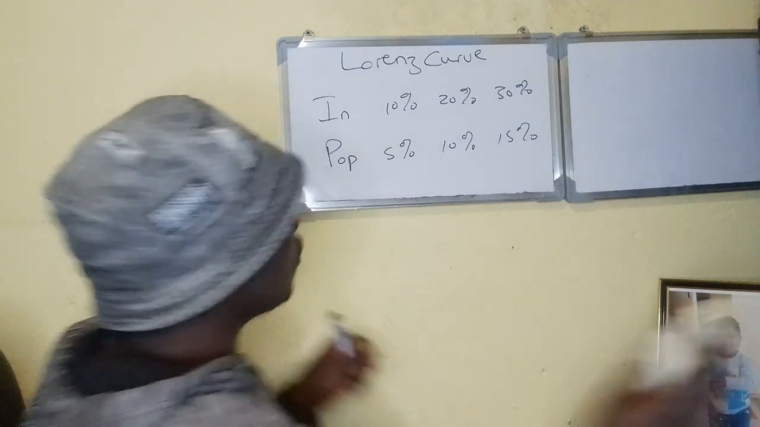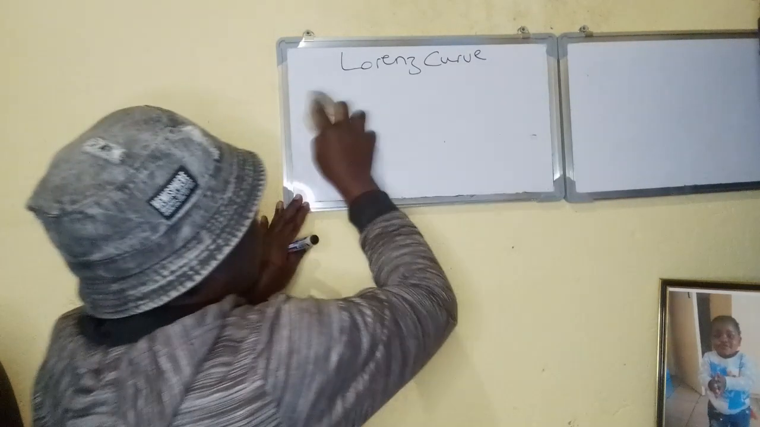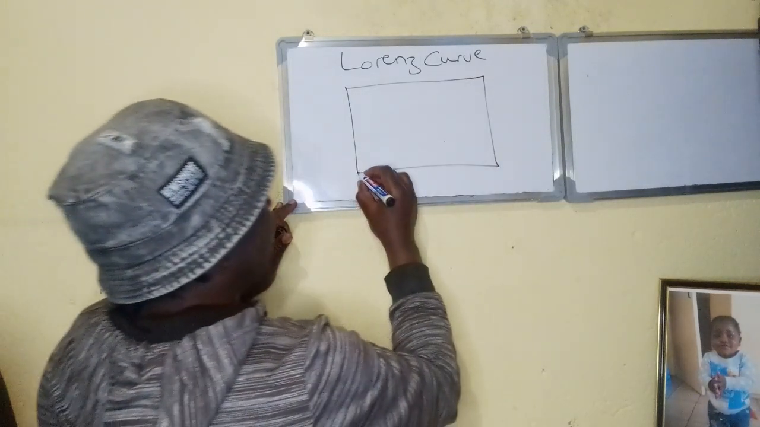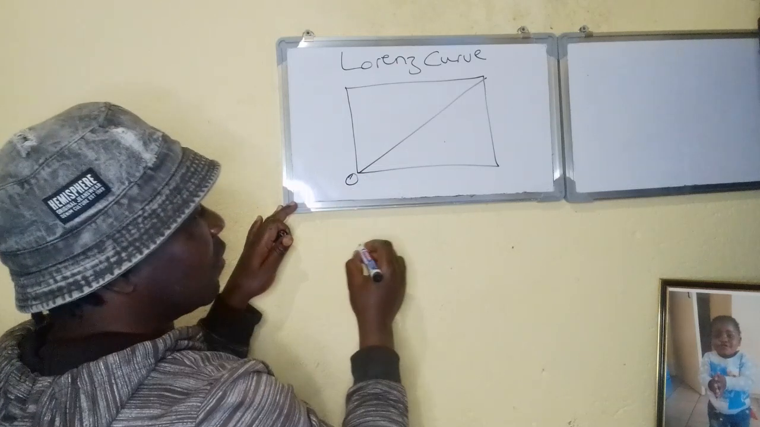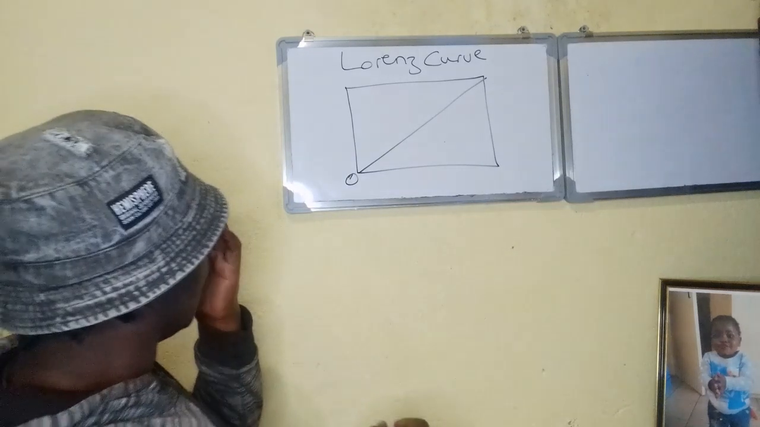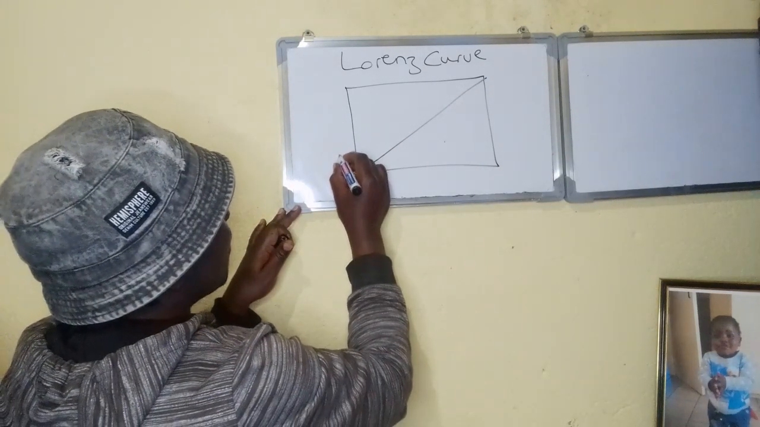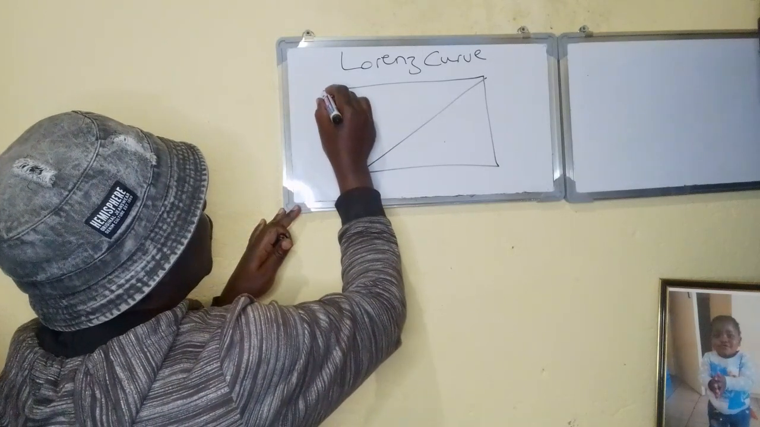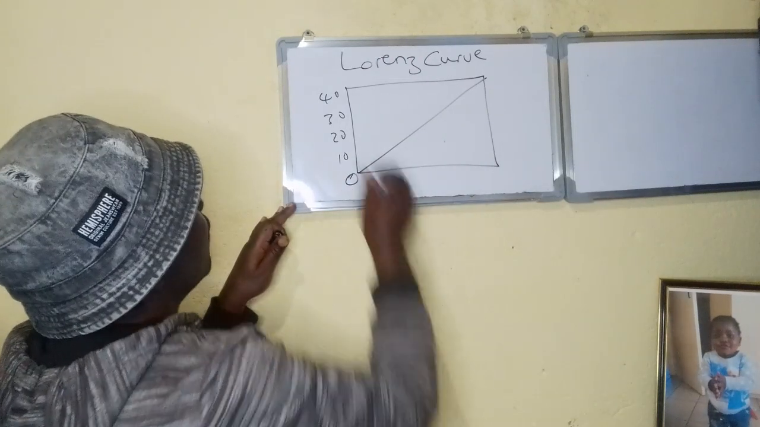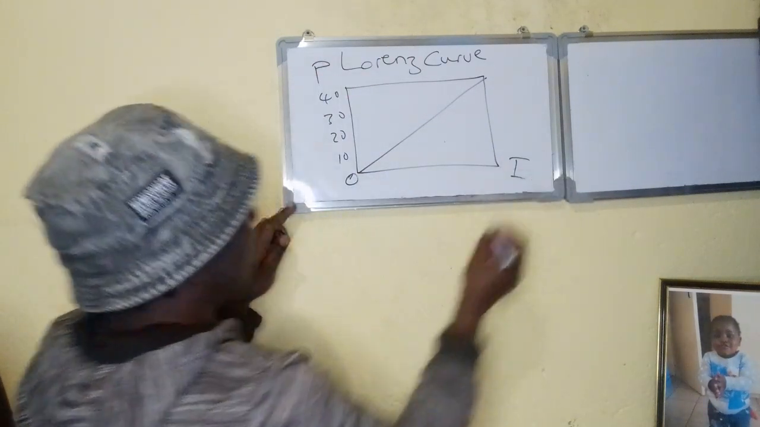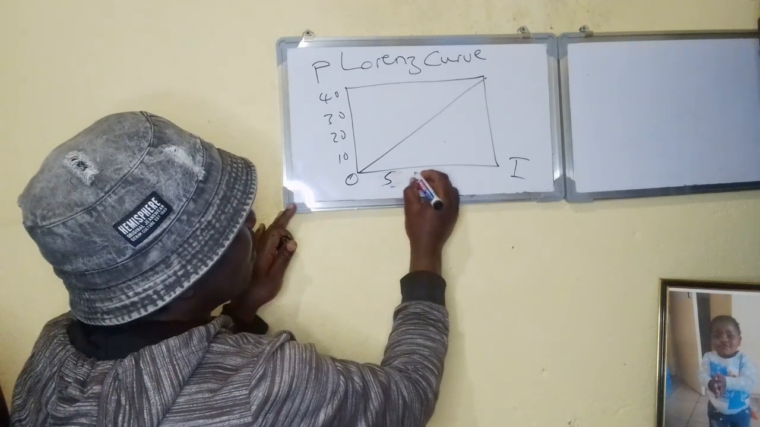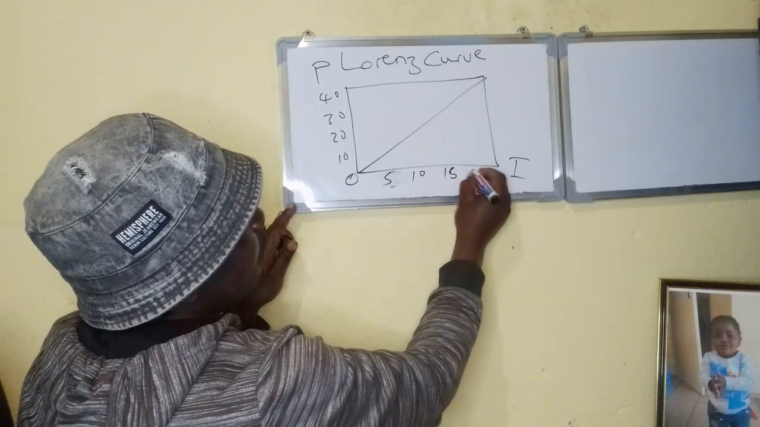So what you do in the Lorenz curve, you just draw a square like this, and then draw a diagonal line like this, and then this is your 0. And then I think this side is your population. I'm not sure. Double check. Let's say this side is your population. You have your 10%, 20%, 30%, 40%. And then this side is your income. Every number grows from 0 to that side. And then you will have your 5%, 10%, 15%, 20%.